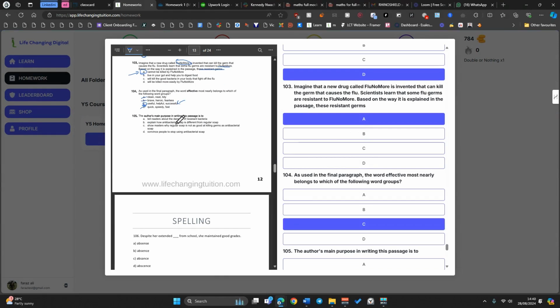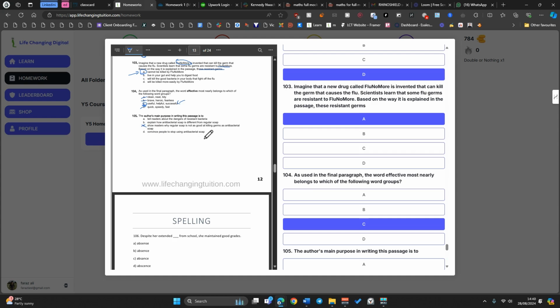Question 105. The author's main purpose in writing this passage is to A. Tell the readers about dangers of resistant bacteria. B. Explain how antibacterial soap is different from regular soap. C. Show readers why regular soap is not as good at killing germs. It's definitely not C because it's been talking about how regular soap is good. D. Convince people to stop using antibacterial soap.